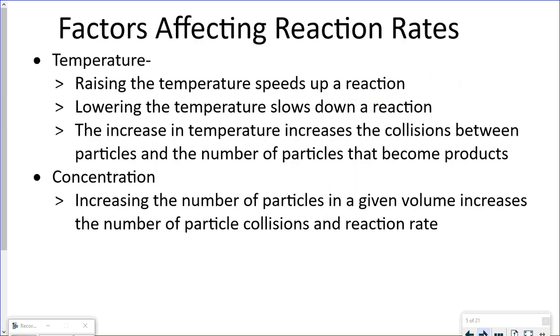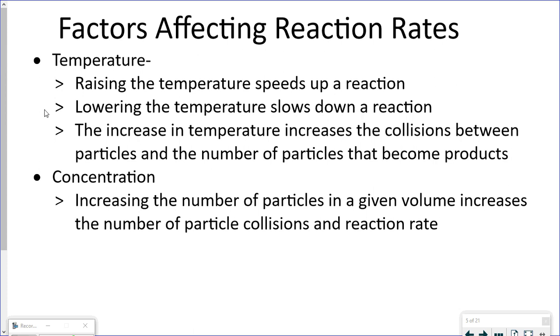So we're going to look at factors affecting reaction rates. Remember, we said this is all based on how many collisions there are and if the collisions have more energy or less energy. One thing that is going to affect reaction rates is temperature. In general, raising the temperature will speed up the reaction, and lowering the temperature will slow down a reaction.